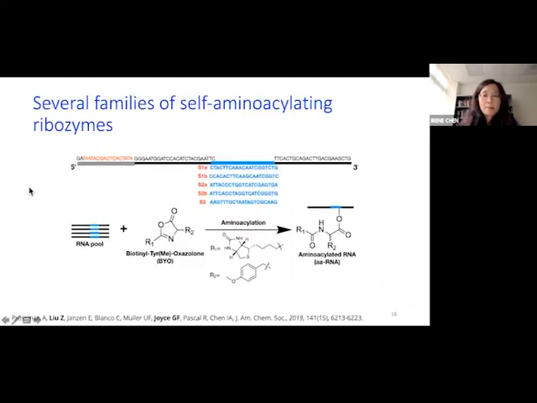I won't go into all the details there because I'd like to focus on a few other things, but this selection did yield a few different families of ribozymes, and I'm showing the sequences here. Three different motifs, and there are a couple of subfamilies within each motif. And this is the reaction that they were observed to carry out.